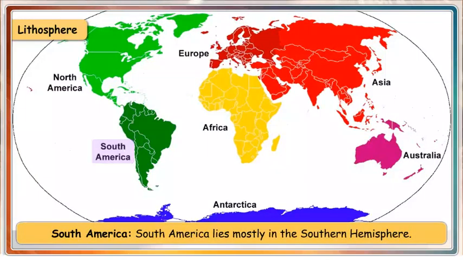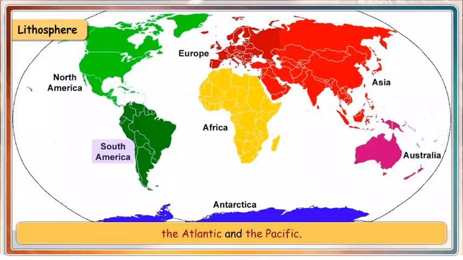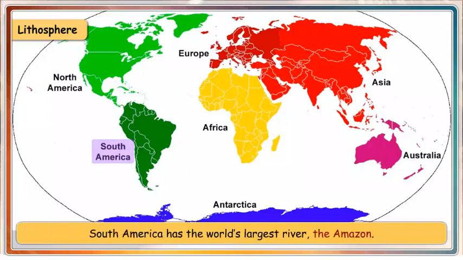South America. South America lies mostly in the southern hemisphere. It is the 4th largest continent and is surrounded by 2 oceans, the Atlantic and the Pacific. The Andes, the world's longest mountain range, runs through its length from north to south. South America has the world's largest river, the Amazon. The lowlands occupy about half of South America.